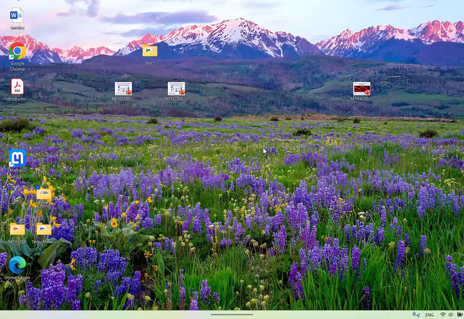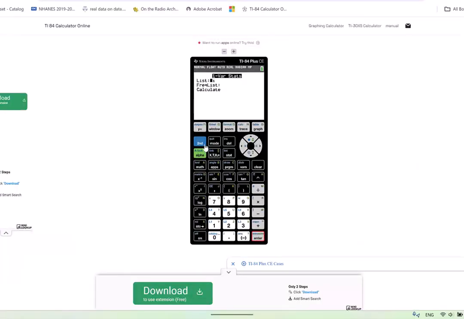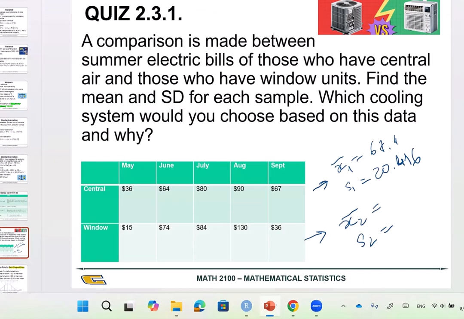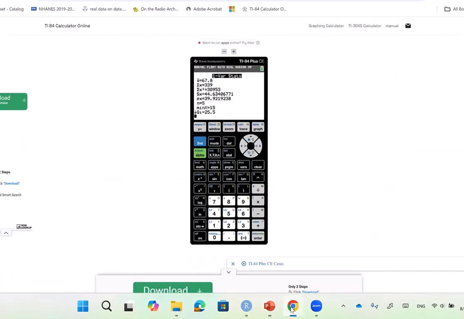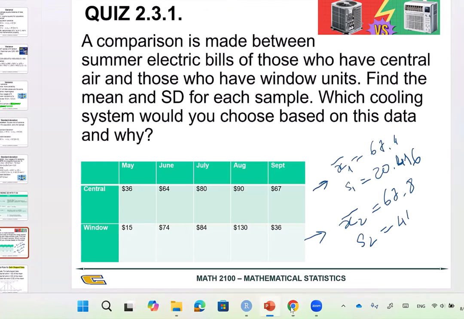So you start here, L2, right? Second 2. 67.8 and 44.634. 67.8, 44.634.